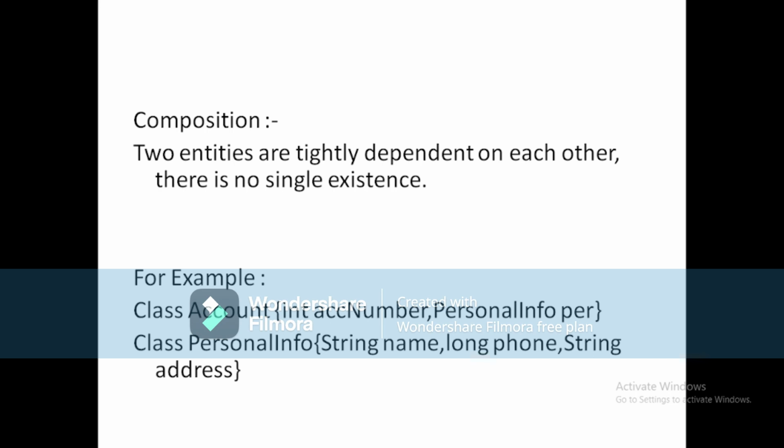If I go for the personal information class or object, and there is no account, then what is the use of that personal information class or object? That is meaningless, right? Because there should be something to which we map the personal information, otherwise there is no meaning of personal information. So these are tightly coupled with each other.